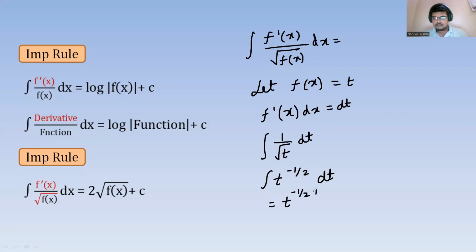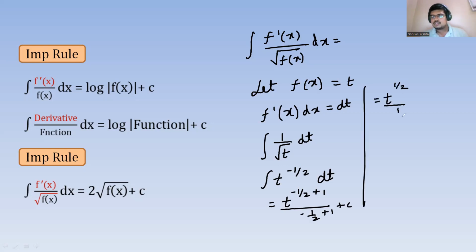t raised to 3 by 2, minus half plus 1, upon minus half plus 1. And what is minus half plus 1? Half. So what will the answer be? The answer will be 2 root t plus c. So that's the thing. It's 2 root f of x.